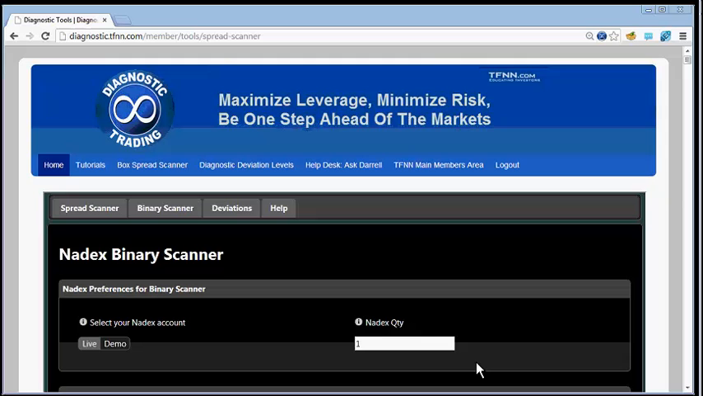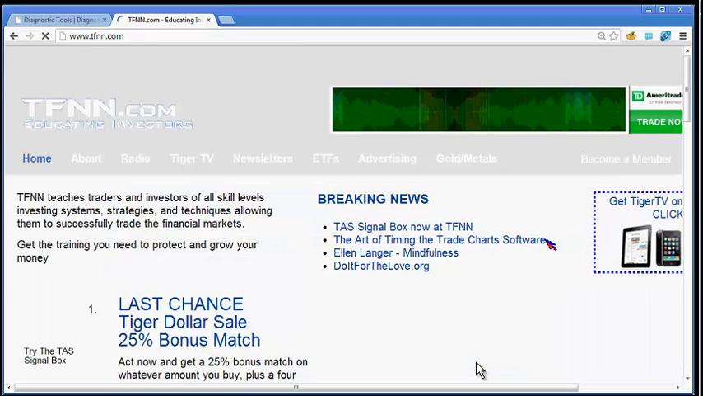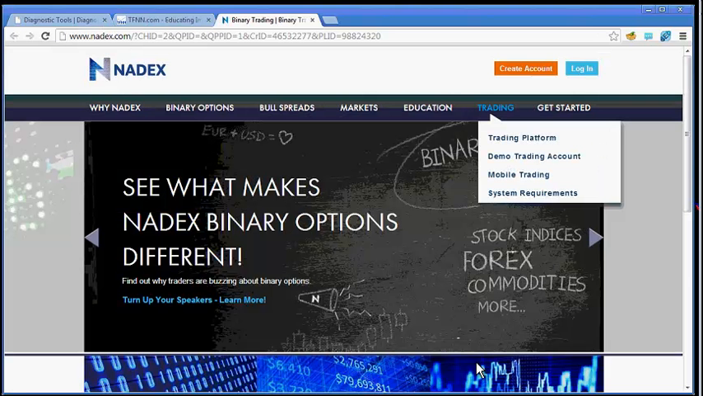And once you've done all that, then the next step is to make sure you've logged into your Nadex account. If you don't have a Nadex account, then what you'll want to do is hop on to TFNN.com right here, and then click on the Nadex banner over here on the right side of the page. After you've done that, click on Trading and Demo Trading Account to just get you started. Okay? So again, Demo Trading Account to get you started.